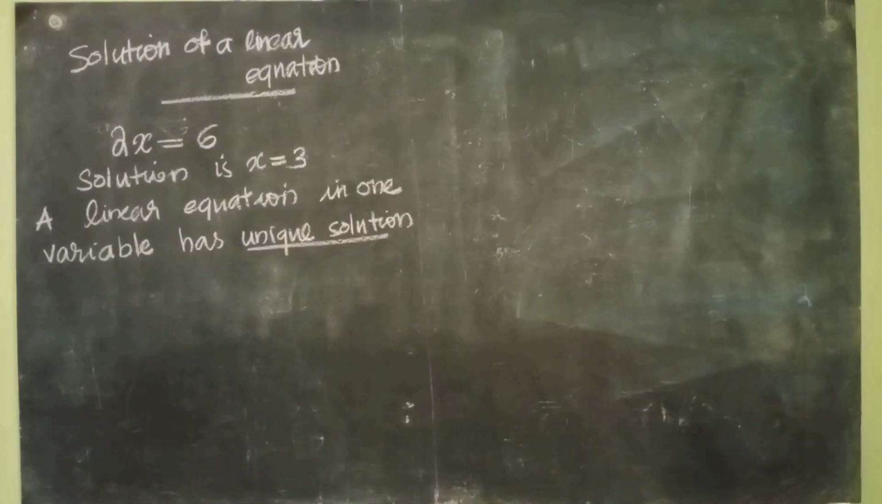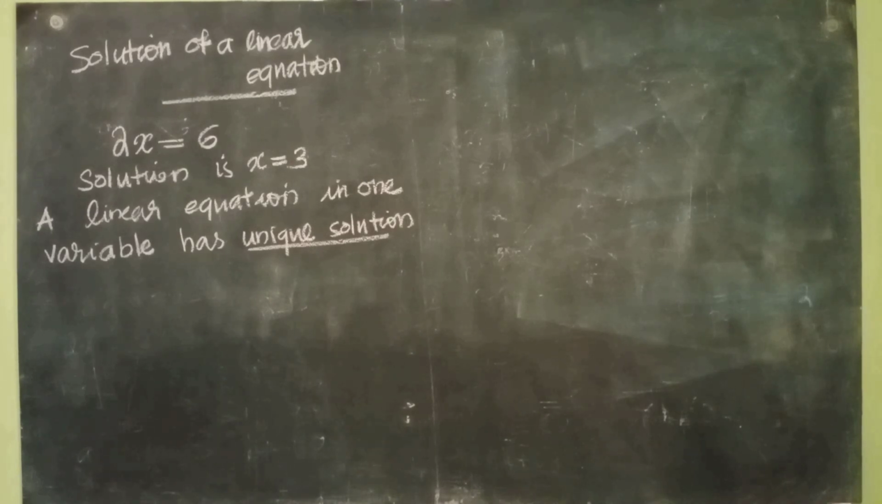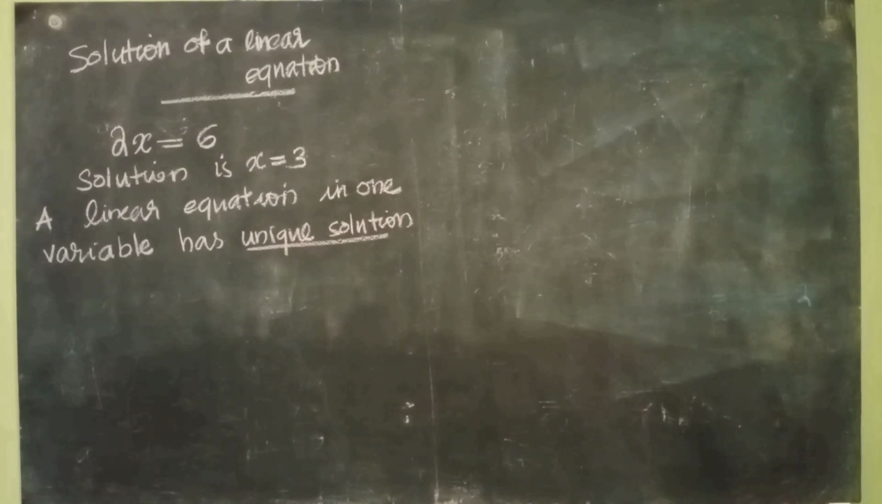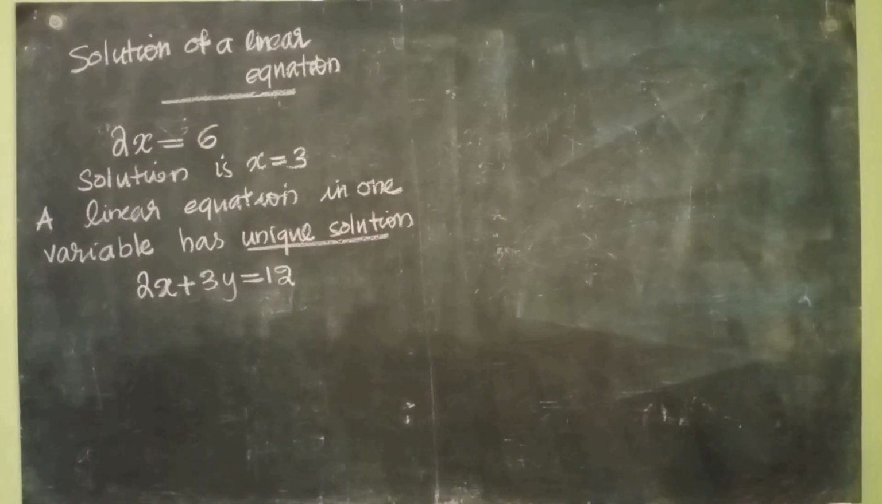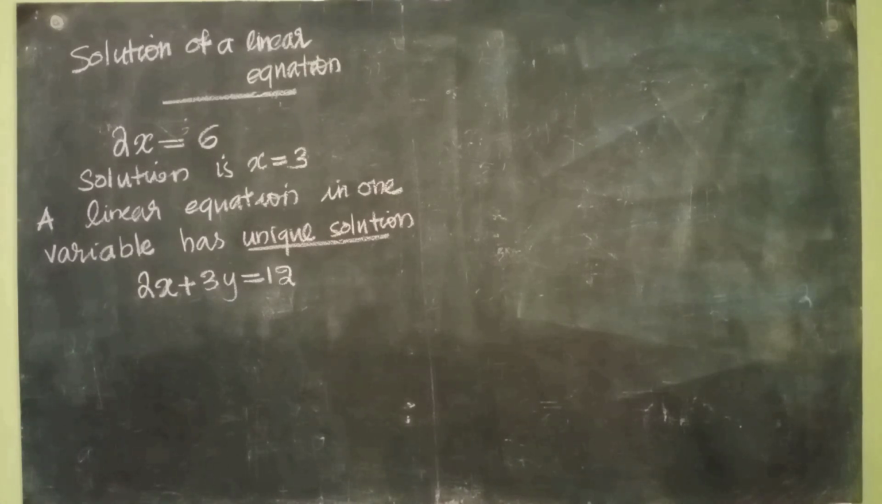Now let us discuss solution of linear equation in two variables. How many solutions for a linear equation in two variables? Consider the example 2x plus 3y equal to 12. What is the value of x and y satisfying this equation?